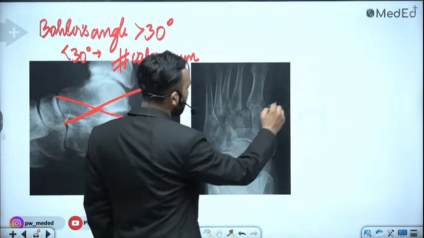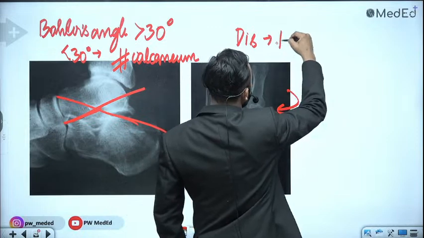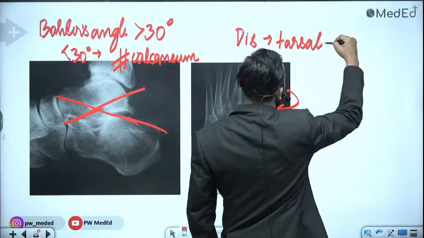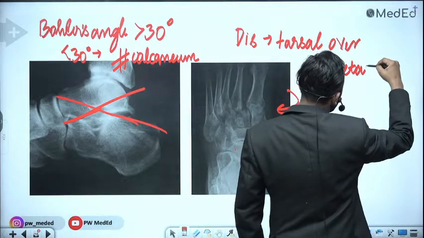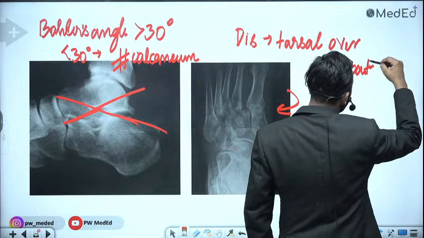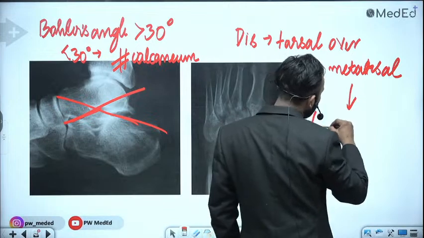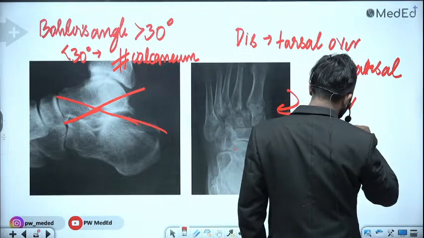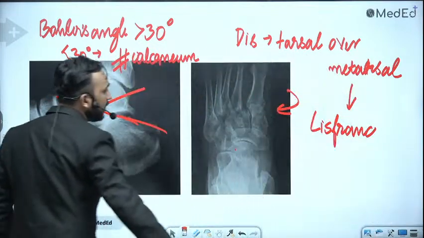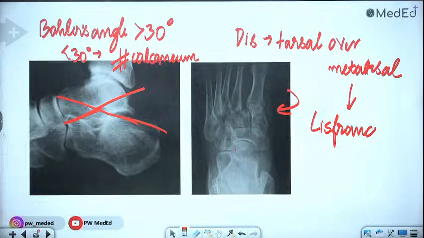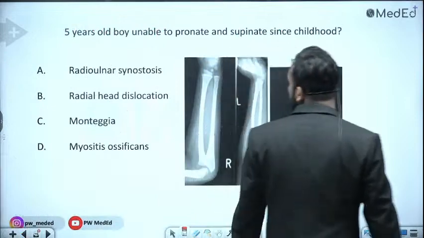And here in this patient we can see that there is dislocation of the tarsal bones over the metatarsal bone. So this is a tarso metatarsal dislocation, and what is the name of this tarso metatarsal dislocation? The name is Lisfranc fracture dislocation, right? So this is a simple question.